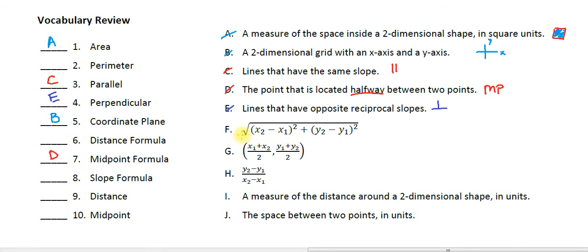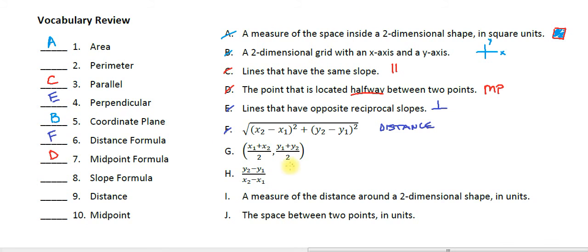Letter F. That's an equation, class, and that sure looks to me like the distance formula. Just something you should know, the distance formula. So letter F is distance formula. There it is as number 6. There is F. Cross that out.